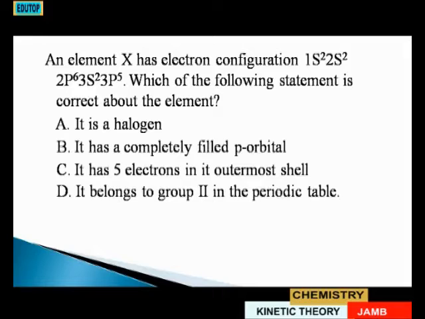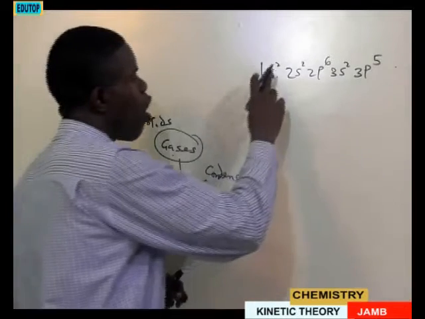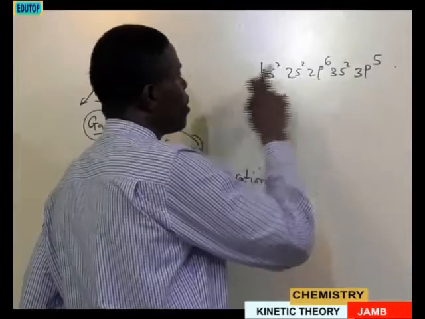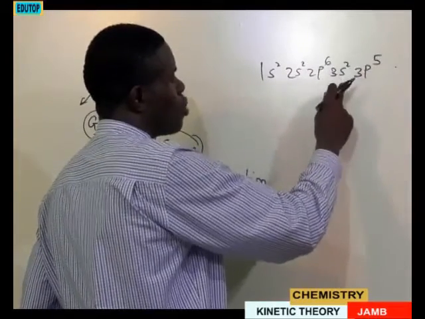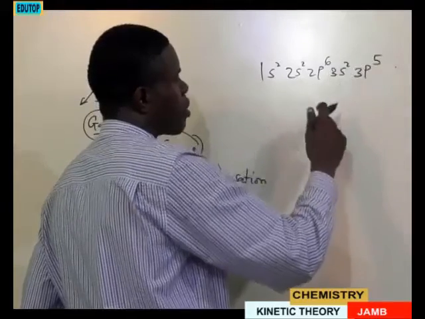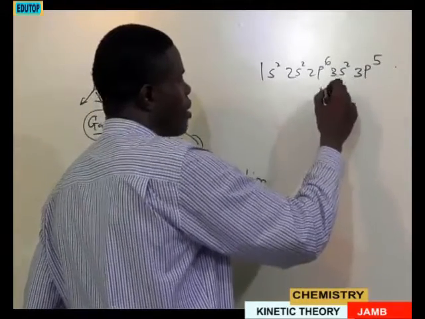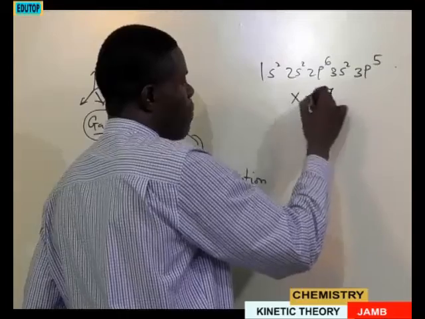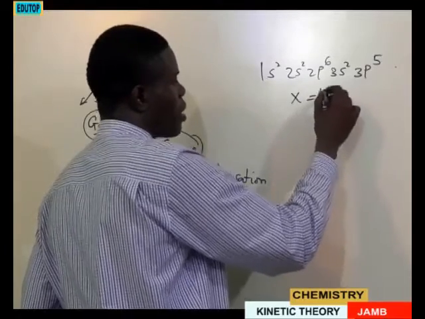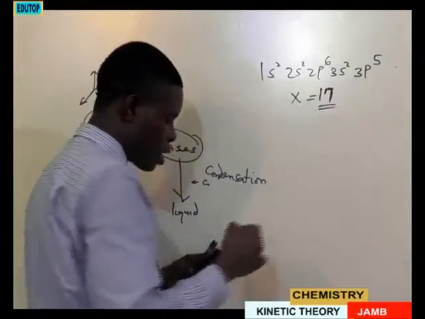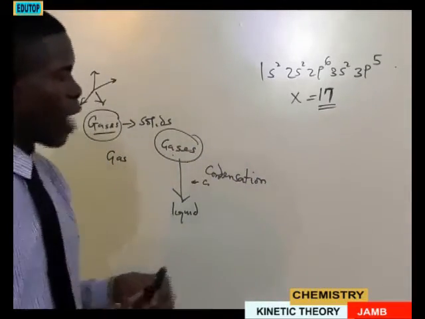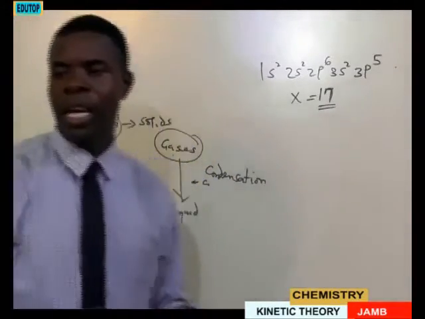So the question is testing that which of the following statements is correct about the element. Option A, it is a halogen. How do we want to know whether it's a halogen? Let's sum up all the electrons on the orbitals. 2 plus 2, 4. 4 plus 6, 10. 10 plus 2, 12. 12 plus 5, 17. Yes, it can be a halogen. X can be a halogen because it is 17. The element that has atomic number of 17 is chlorine, and chlorine is a halogen. So option A can be true.